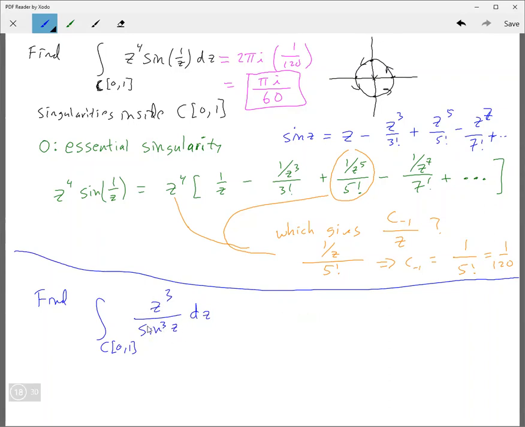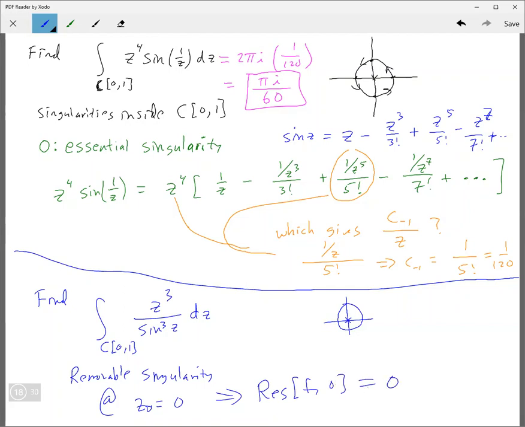Okay, so here, sine cubed in the denominator normally gives you a pole of order 3, right? But there's this z cubed up here that cancels it out. The only place that it's messed up is at 0, right? Does that make sense? So that z cubed just cancels that out and makes it removable at 0. That means that the residue is going to be 0. So this is going to be 2 pi I times 0, which is 0. So that means the integral is just going to be 0.